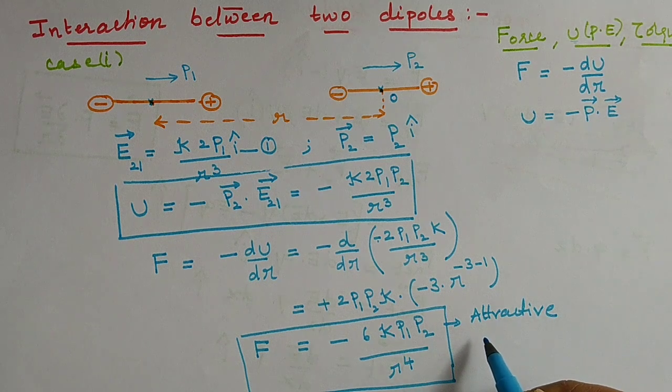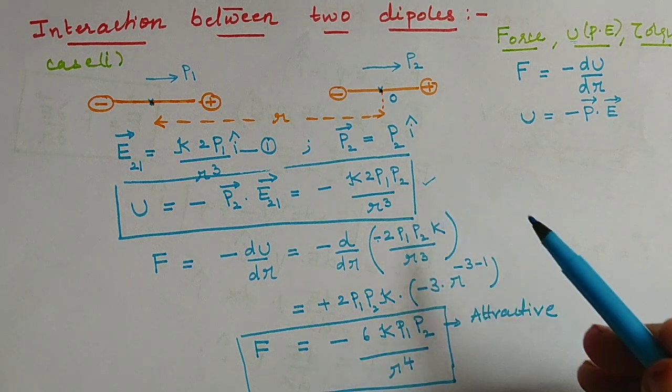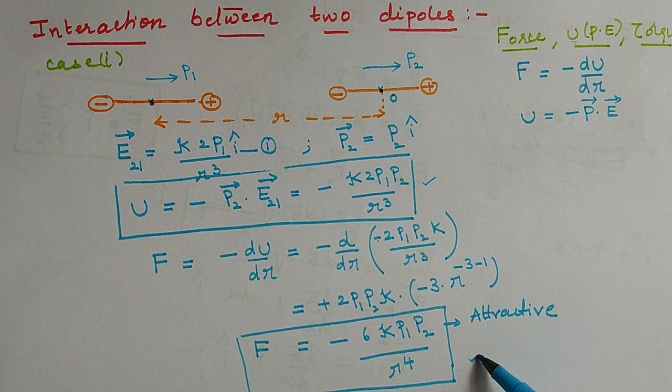If you get a positive answer, it will be repulsive. Minus generally indicates an attractive force. So we have got the potential energy term and then we have calculated the force between them. Now come to the torque.